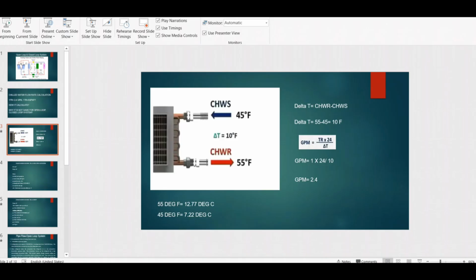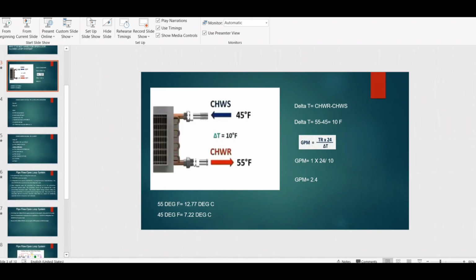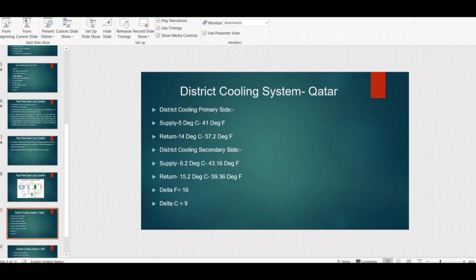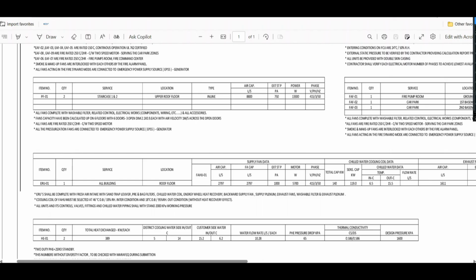So as I told you earlier, this 2.4 GPM will come normally if the delta T for most of the HVAC system we are keeping as 10 degree Fahrenheit. But this is not the same for all the areas. For example, if you go to the district cooling system, here I have one example. So this is the district cooling system from Qatar. Qatar normally they are operated by Qatar Cool, and here you can see the delta T. So this is one of the HVAC unit schedules.